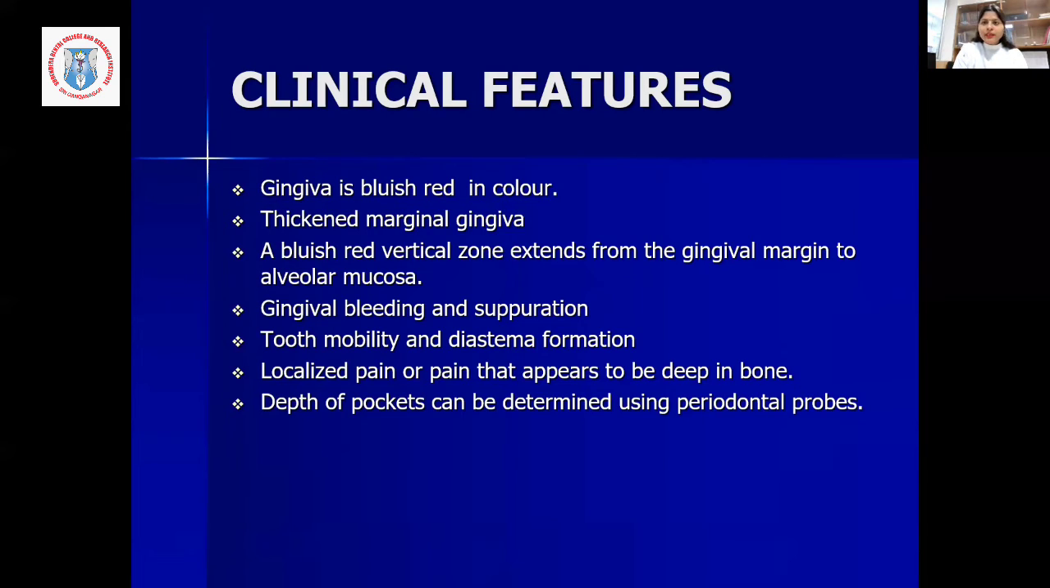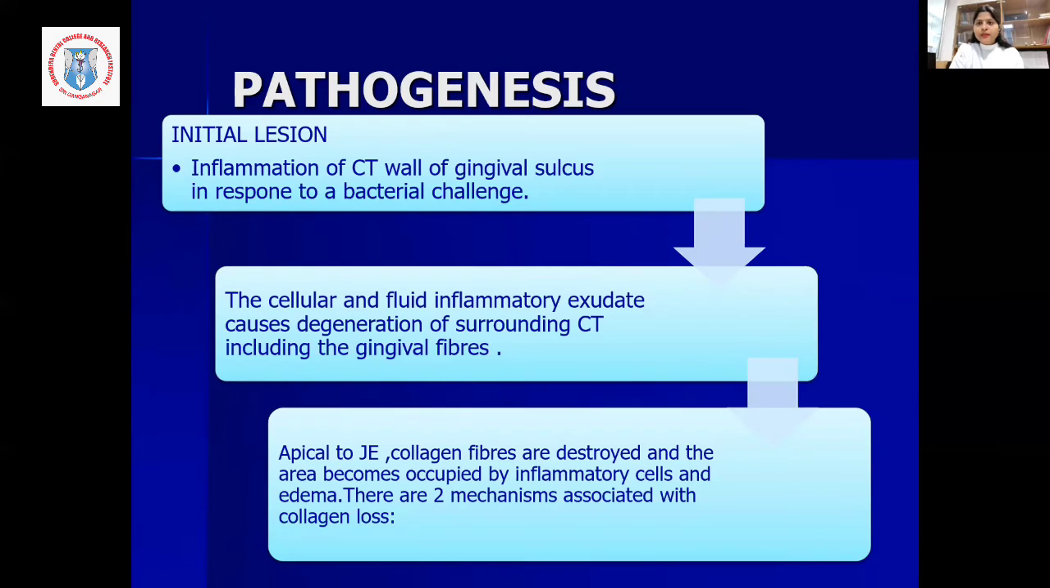The patient will complain of gnawing pain. When you percuss the tooth, pain can also be present, but the pain will be gnawing and not localized. To know how a pocket is developed, that is, how the apical movement of the gingival attachment occurs.